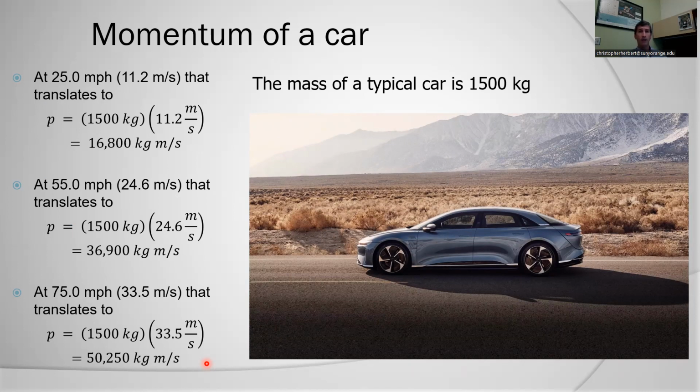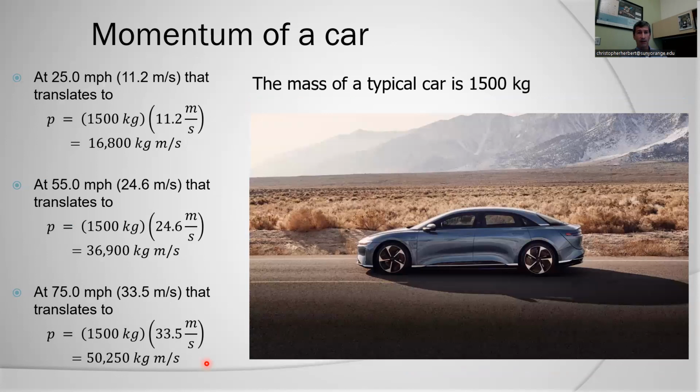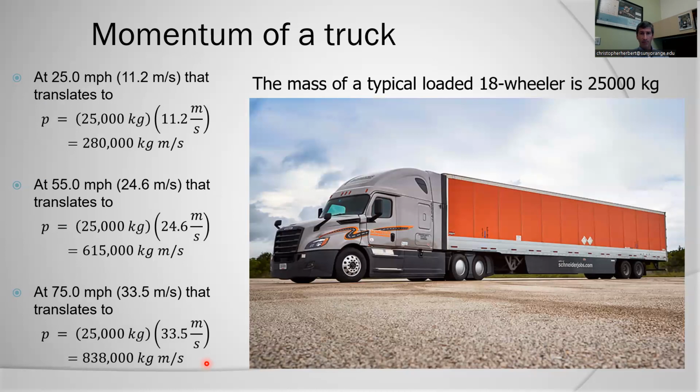We're well aware that cars can stop much easier than, let's say, a more massive object like an 18-wheeler, which has a mass typically of about 25,000 kilograms. So here, for the same speeds that we used in the previous example, we can see that the magnitude of the momentum is proportionally larger related to the mass. Even at 25 meters per second, 25 miles per hour, it would have a momentum much greater than a car traveling at 75 miles per hour. So bringing this truck to rest is much more difficult.